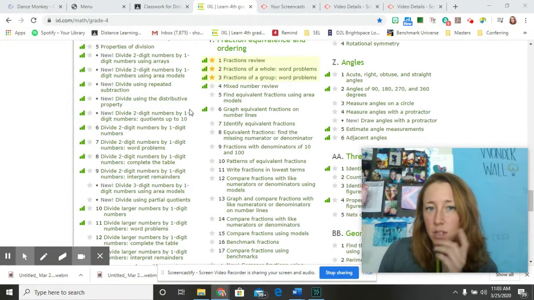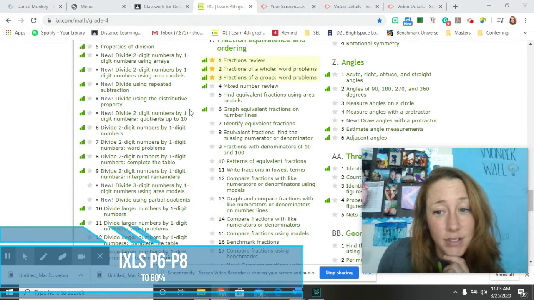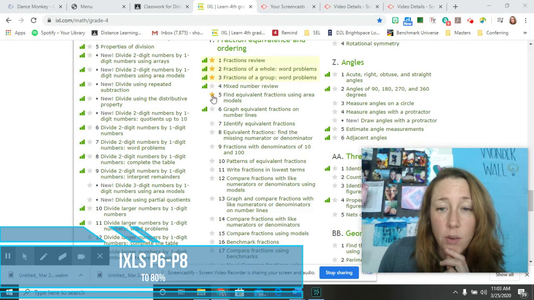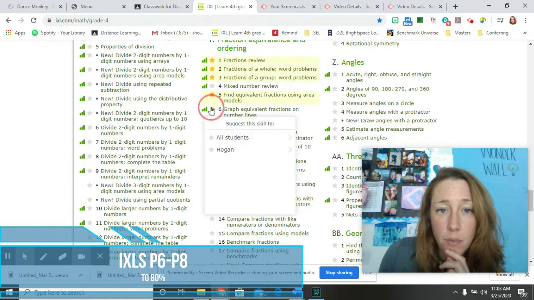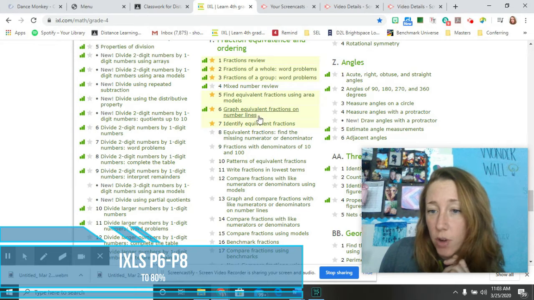Hey, back again. IXL Day 2. Today we're working on P5, P6, and P7. They're all in equivalent fractions.